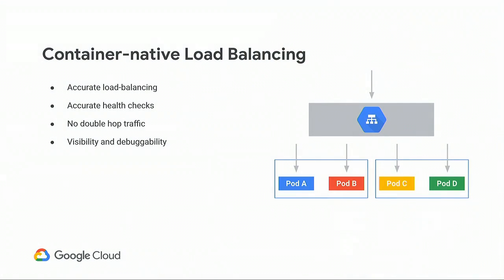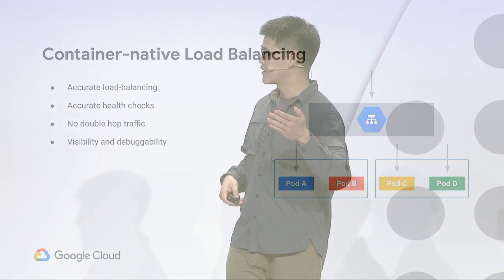OK, so with container native load balancing, you'll have a nice even distribution of requests. In addition to accurate load balancing, when your LB knows about your backends directly, you will have accurate health checks. You won't have the double hop through Kube Proxy. And you'll have much, much better visibility and debugging. For example, when you dump your traffic, you'll see the traffic go directly from the load balancer to your backend, nothing in between, no tracing needed through Kube Proxy or IP tables.